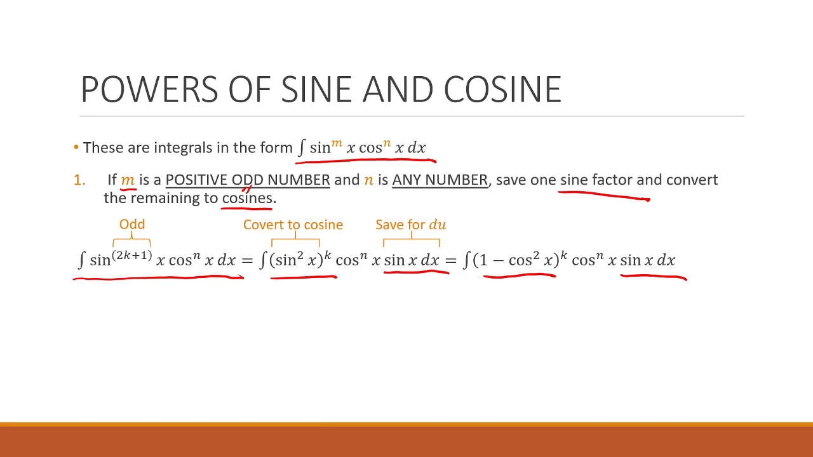Okay? So this is now our working expression for this case of powers of sine and cosine. Okay? So again, after na-expand itong 1 minus cosine squared x raised to k, distribute ang cosine raised to n of x, tapos u sub na lang. Okay?